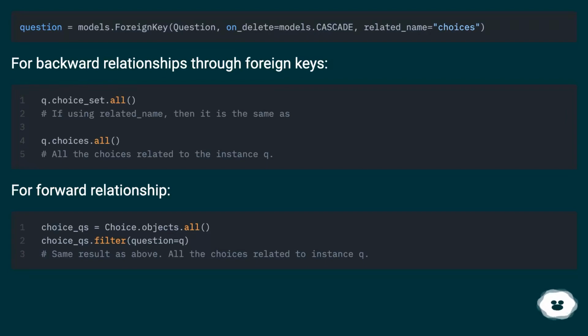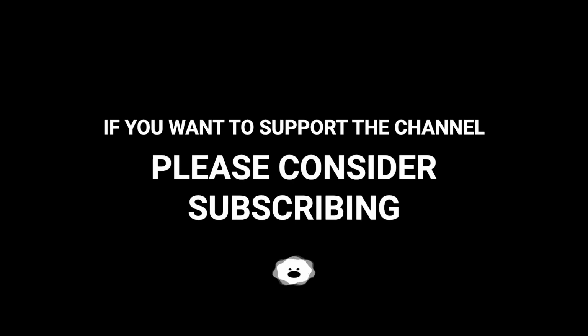For backward relationships through foreign keys. For forward relationship. What is the choice under the sun?